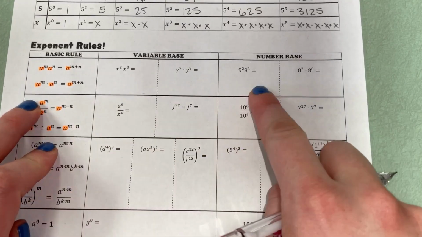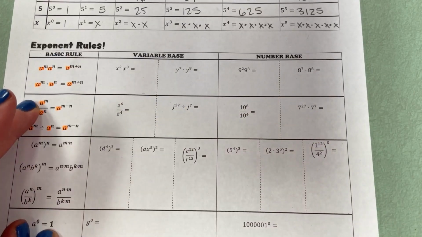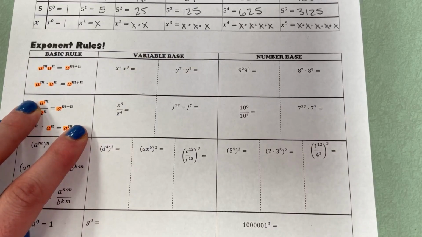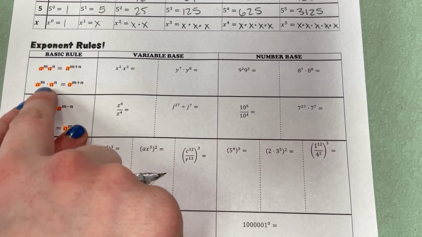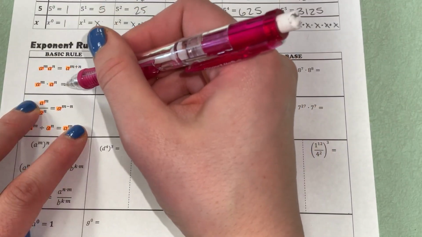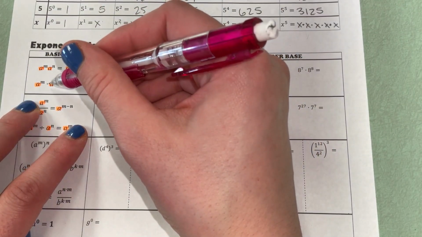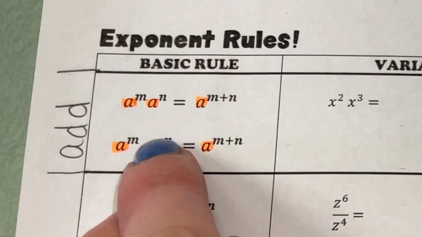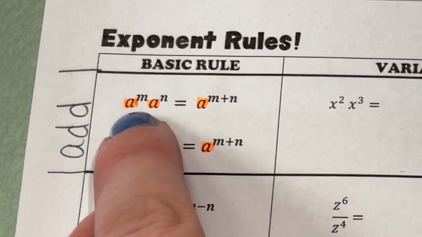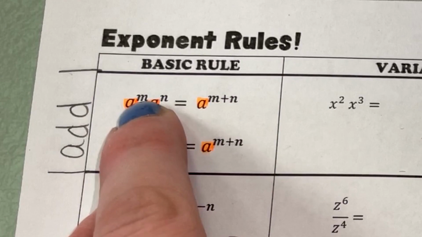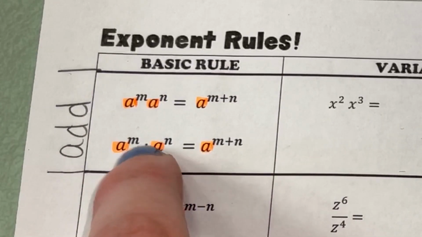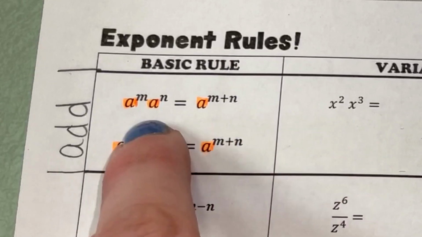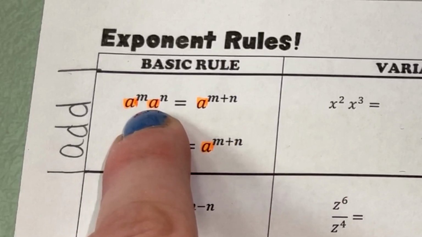All right, now for the rules, okay? So first we got this first basic rule. We got the basic rules: what happens when you have a variable base and what happens when you have a number base. So this first rule here, these two different things, where they're next to each other and where we have the multiplication sign, this means we add the exponents. So same base and then the exponents get added together. Same base and it's being multiplied, the exponents get added together. So here, we're also multiplying. We just don't have that multiplication symbol there, and that's okay.